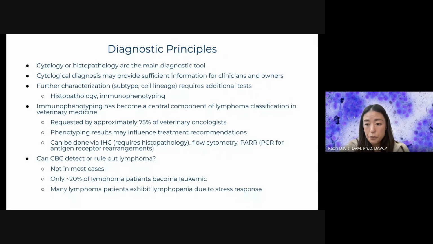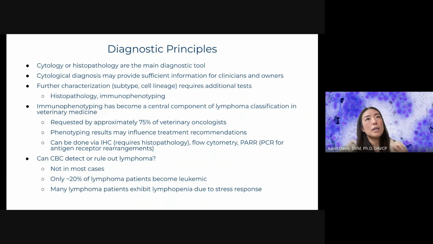Sometimes the neoplastic lymphocytes will go into the bloodstream and can be caught on CBC, and sometimes we see neoplastic lymphocytes on the blood smear. But this leukemic phase of lymphoma, or stage 5 lymphoma, is not really common, and it only happens in about 20% of lymphoma cases.